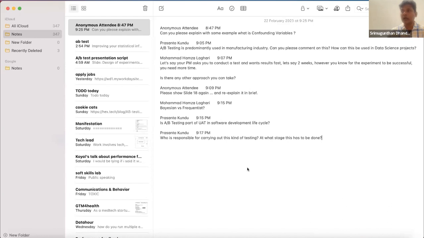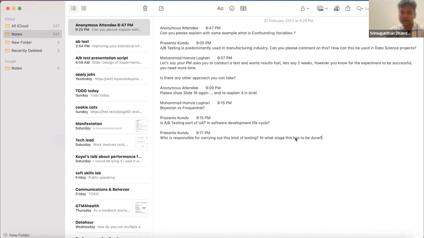There are other techniques that you can adopt to run the test faster. In addition, you can also use multi-armed bandits if you can compromise on the truth of your hypothesis, but you just want to profit from whichever is doing better and quickly decide. You can run multi-armed bandits in those cases.